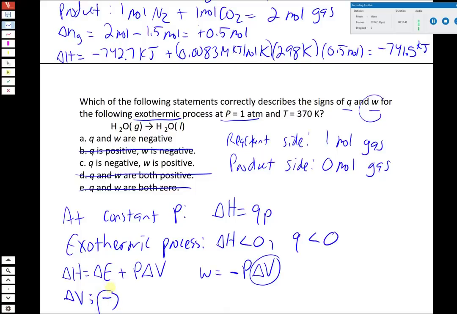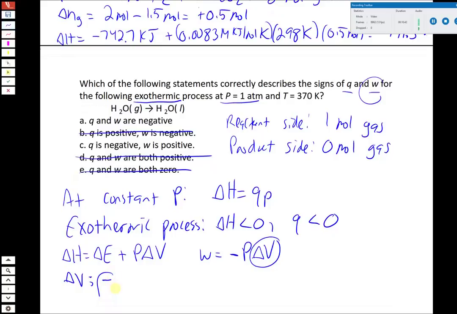Okay? So anytime, this again will make more sense when we go through chapter 8, but gases take up more volume than liquids and solids. So delta V in this case will be negative because we have more gas on the reactant side than on the product side. So the amount of gas is decreasing during this process. We're going from gas to liquid, so the moles of gas is decreasing. And so anytime there's more gas on the reactant side, the delta V term is going to be negative.